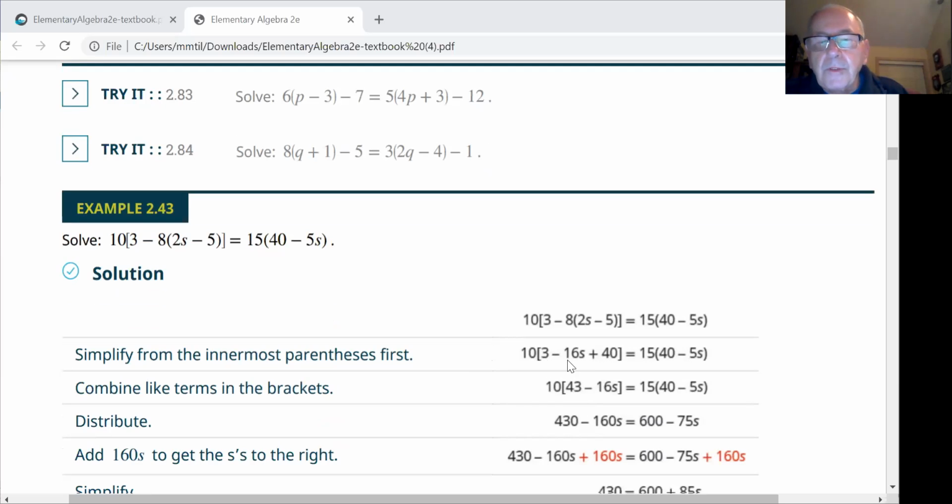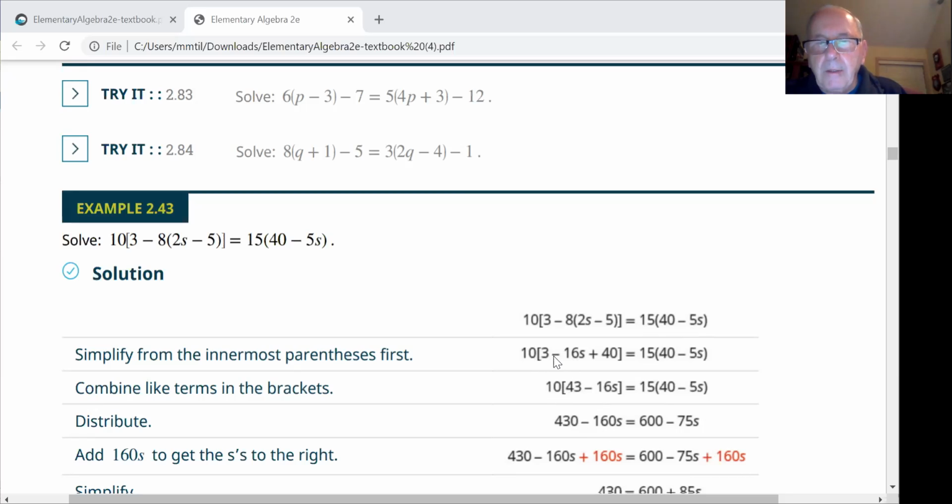Simplify from the innermost. So what we've done is distribute the 8 across the 2s and the minus 5. That gives you minus 16s. Minus 8 times minus 5 is plus 40. Doing the same thing on this side, you're distributing. They were finally distributing it down here. I don't know why they waited so long, but anyway, you're going to distribute that 15 across 40 and across minus 5s.